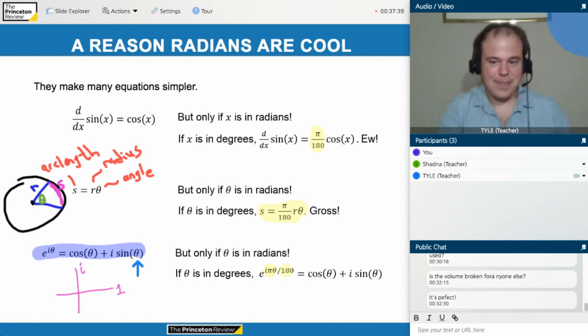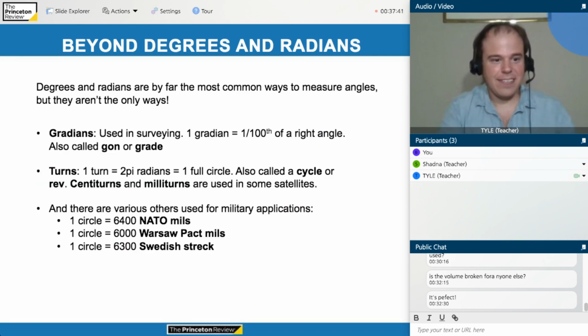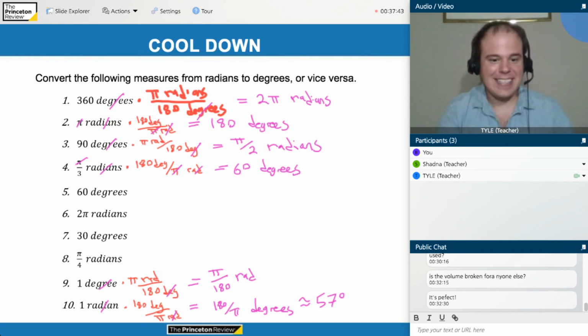But all right, yeah, that is radians in degrees. So if there are no final questions, hopefully now you know how to convert from radians to degrees and back again.